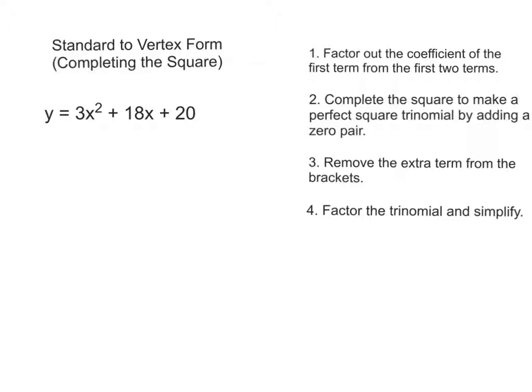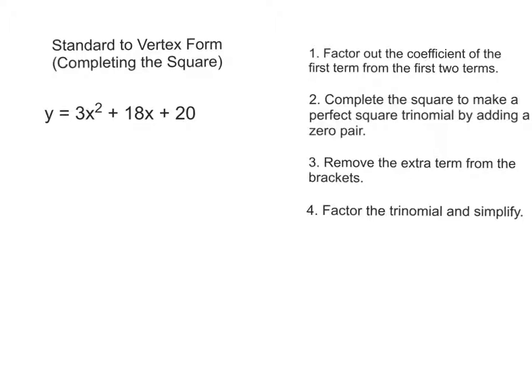So here we have a function in standard form, y equals 3x squared plus 18x plus 20. Just looking at that, we know that it opens up. We know it's pretty narrow because of that 3 in front of the x squared. We know that it has a y-intercept of 20, but we don't really know much else about it. If we switch it into vertex form, then we will know where the vertex is. We already know the y-intercept, so we could get a pretty good idea of what the graph looks like if we switch it into the other form.